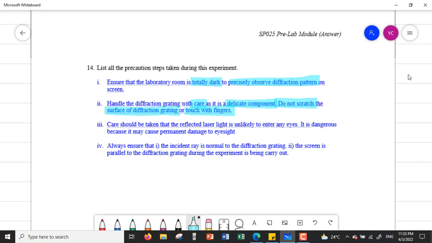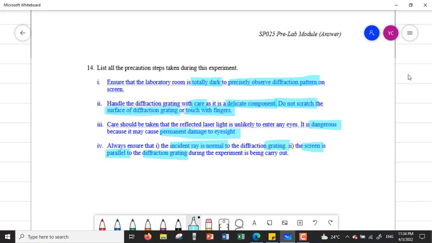Third, care should be taken so that the reflected laser light does not enter any eye. It is dangerous because it may cause permanent damage to our eyesight. The fourth precaution is to always ensure that the incident ray is normal to the diffraction grating, and the screen is parallel to the diffraction grating while the experiment is being carried out.